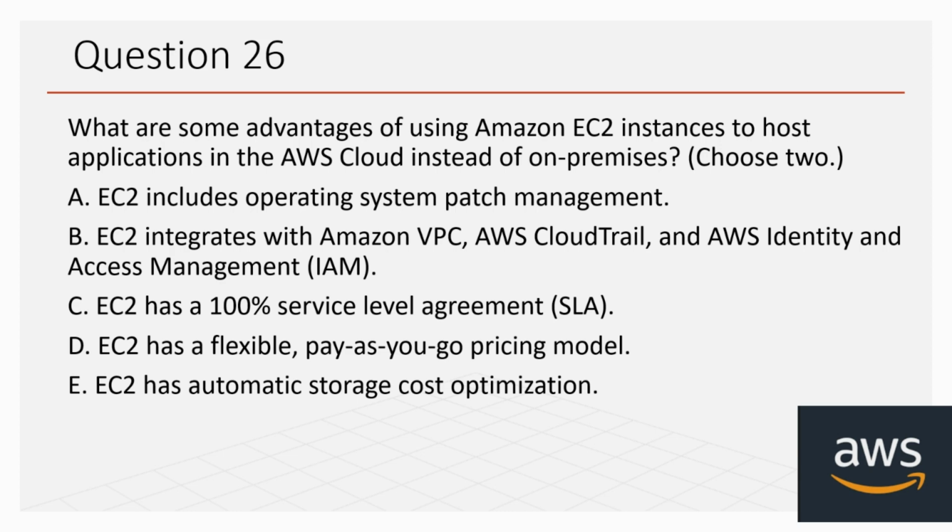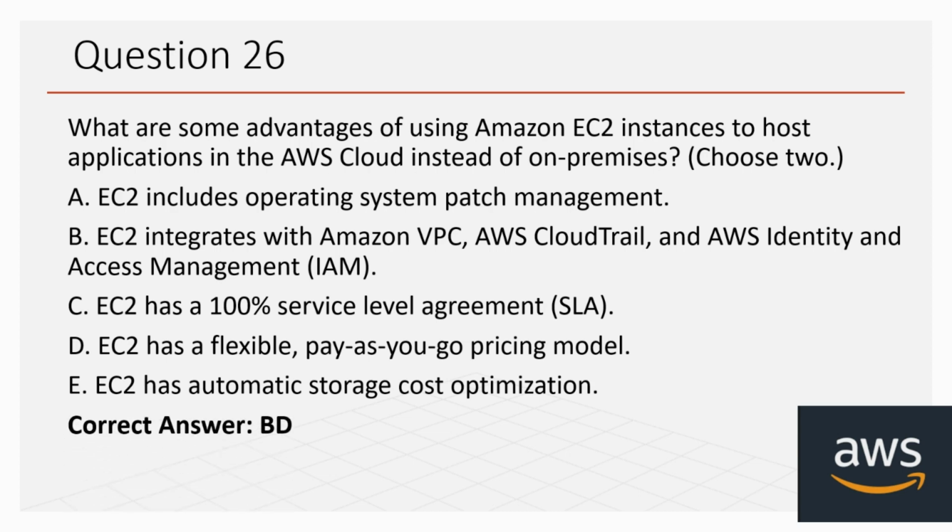So the question basically says that you have to choose the advantages of using Amazon EC2 instances to host applications in the cloud instead of on premises. Then the second option is EC2 integrates with VPC, CloudTrail, IAM. C, EC2 has 100% SLA. Option D is EC2 has a flexible pay as you go pricing model. And option E is EC2 has automatic storage cost optimization.